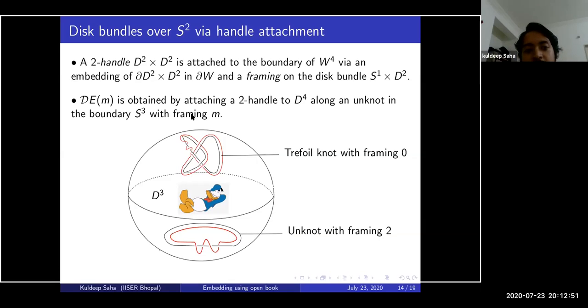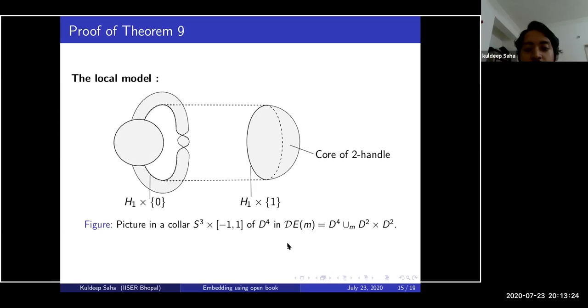So one can see that DM can be obtained from D4 by attaching a two handle along the unknot on the boundary of D4, that is S3, with framing M. Please note, if you attach a two handle along some knot, here the unknot, then this unknot is going to bound a disk, which is the core disk, D2 cross 0, the origin of D2. That disk is bound by this knot here. So now we can proceed with the proof.